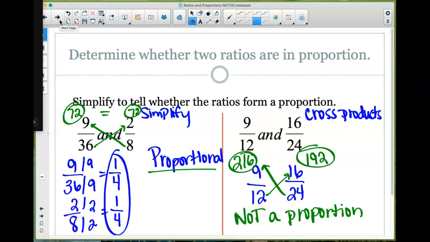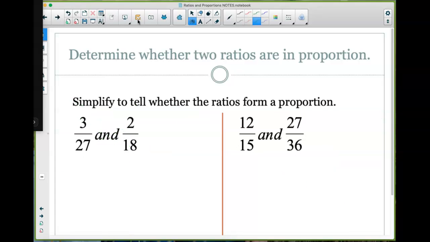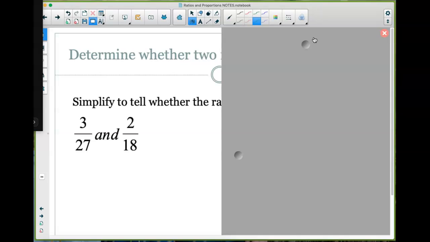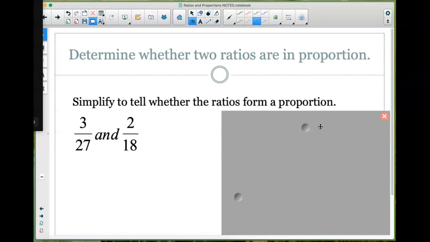Okay, so let's look at this one. We'll start with one at a time. 3 over 27 and 2 over 18. I want you to type yes or no in the chat. Is that a proportion or not? Yes or no?